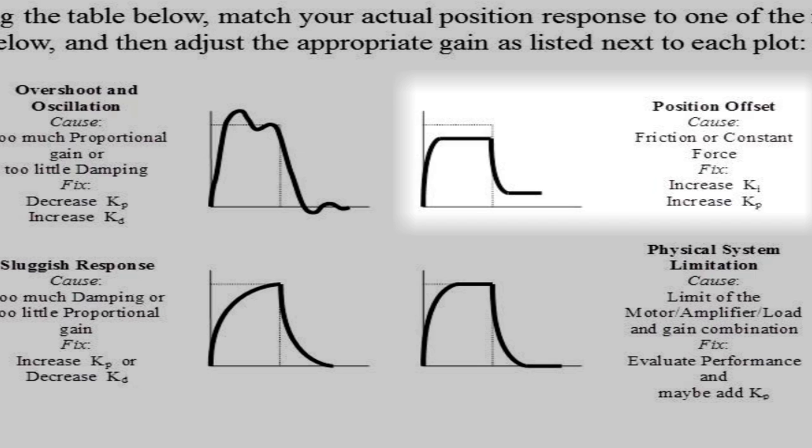However, if you have properly calibrated the DACs or the ADCs, this offset can be ameliorated by first trying to add Kp until the offset is eliminated. If that does not fix it, try adding some Ki.